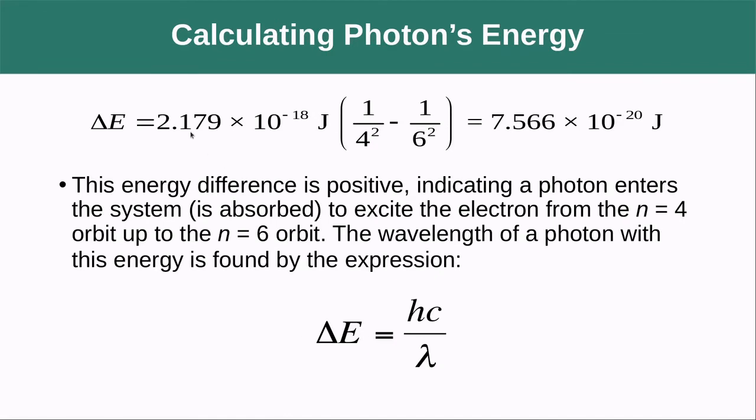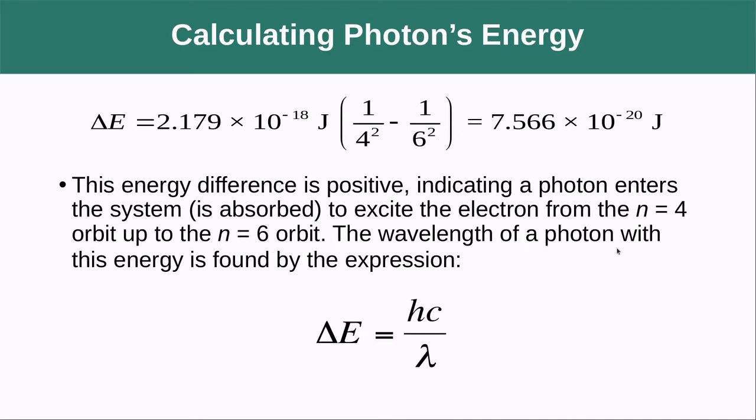Plugging in this value, we get the K value times 1 over 4 squared, 1/16th, minus 1 over 6 squared, 1/36. We see that this is going to be a positive value, and we wind up getting 7.566 times 10 to the negative 20 joules. This energy difference is positive, indicating that the photon enters the system to excite the electron from the n equals 4 orbit up to the n equals 6 orbit.